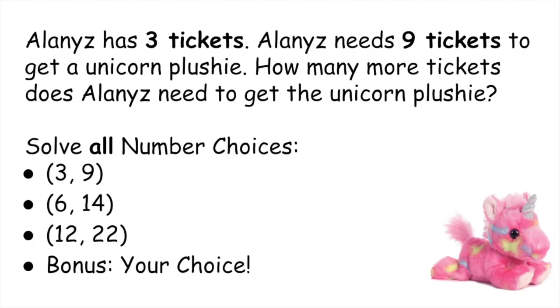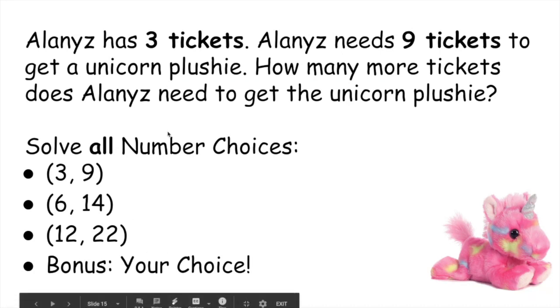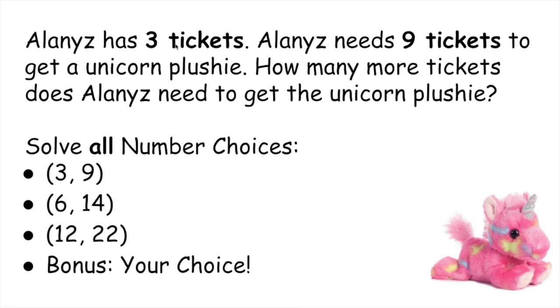So now it's your turn. I would like you to solve this word problem with all of the number choices. We have 3 tickets, 9 tickets, 6 tickets to 14 tickets, 12 tickets to 22 tickets, and of course a bonus, which is your choice. You get to choose the numbers for your choice.